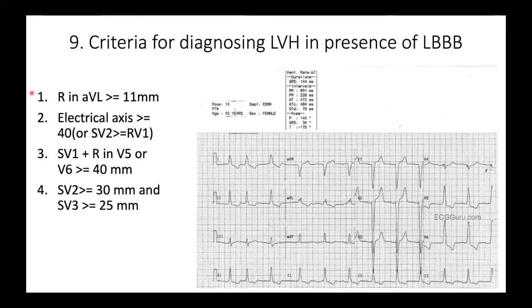The QRS voltage criterion is not 35 mm as we usually say; it should be more than 40 mm. That is, S in V2 plus R in V5 or V6 should be more than 40 mm, in a single lead. So the S in V1 or the R in V5 or V6 should be 40 mm, not 35 mm. Or the S in lead V2 should be more than 30 mm and S in lead V3 should be more than 25 mm. So the criteria is a little higher when you have to diagnose LVH in presence of LBBB.